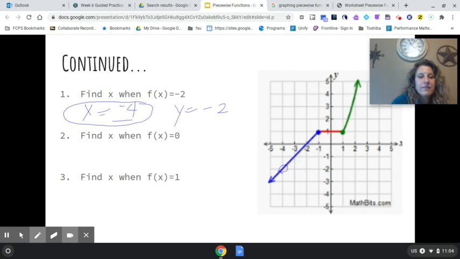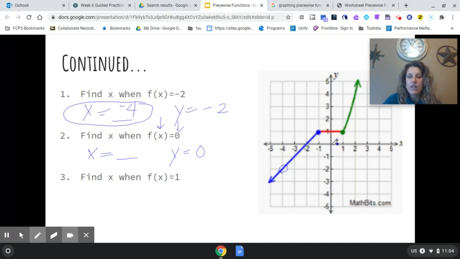Okay, for the second example, again, we do not know the input. So we're finding x when the output is 0. So y equals 0. To get to a y value of 0, again, I'm not going to move up or down. I'm just going to stay put right at the origin. And again, that's still part of the blue function, but now the x value is -2.